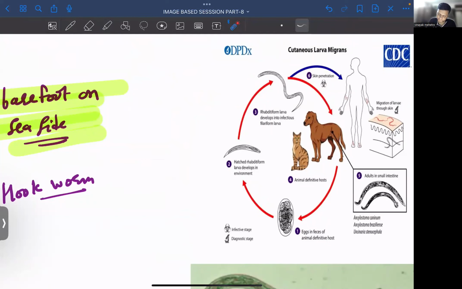Definitive host कौन है? Animals. Definitive host are animals. Man is an incidental host. क्या बोलते हैं इसको हम? क्यूटेनियस लार्वा माइग्रांस. हिस्ट्री क्या मिलेगी? बेयरफुट.